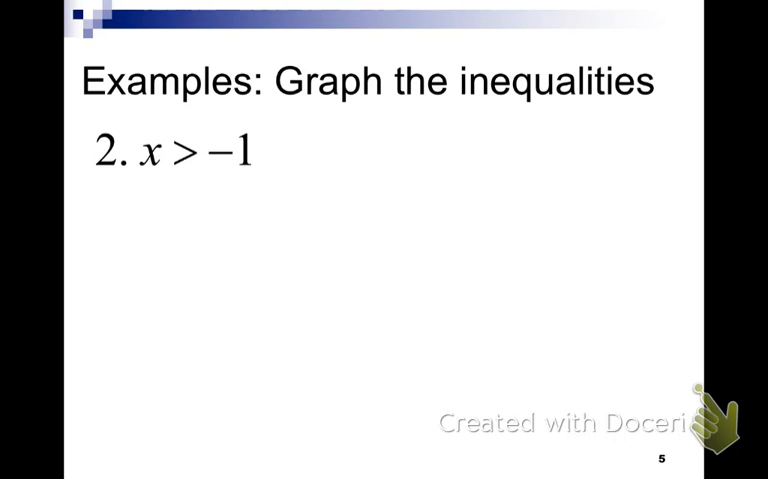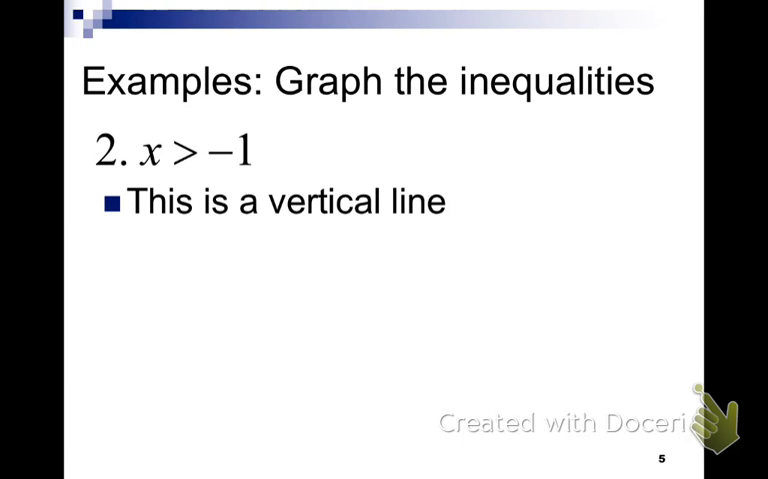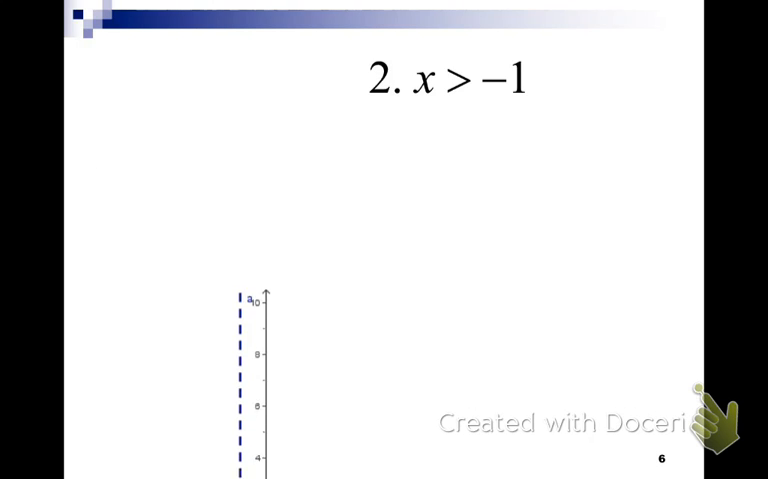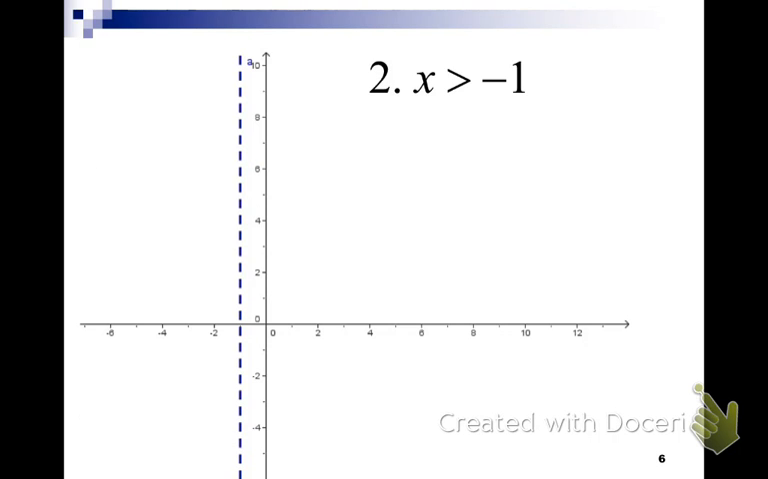Whereas if it is a vertical line, so if I have x, this is just going to be a vertical line, and then it's really just like old school graphing on a number line type problem. So it's a vertical line. What's the slope? Well, there isn't one since it's vertical, or it's undefined. So I'm going to have a dashed line because it's not included.